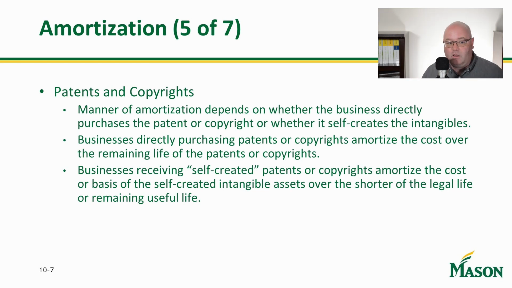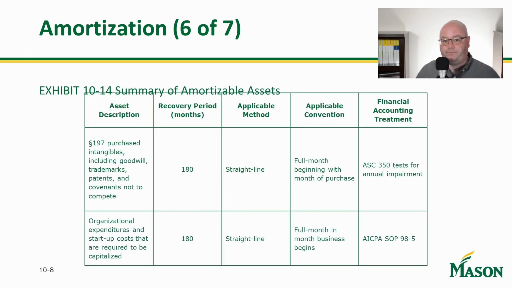So if the legal life of a self-created patent is, we'll say 20 years, but you know that in 5 to 10 years, you're probably going to have it expire because something else will come along, you write off over those 5 to 10 years if that happens.